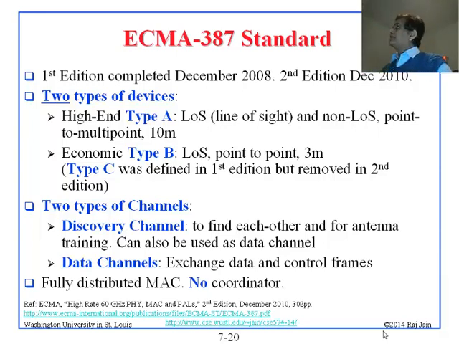ECMA 387. First completed in 2008 and second in 2012. So this is before IEEE 802.11ad. And since there are two versions, the first edition and second edition, there is some confusion in the literature depending upon when it was written. That's why it is really important that you read the latest books on this, because in the latest there are only two types of stations. The old one had three types of stations.